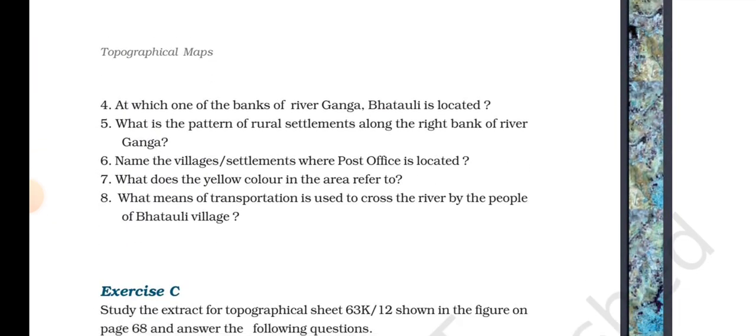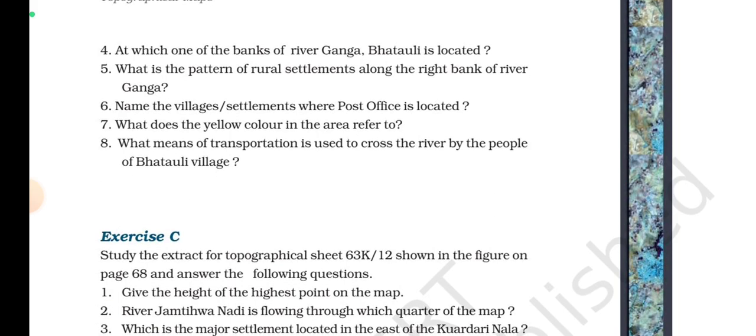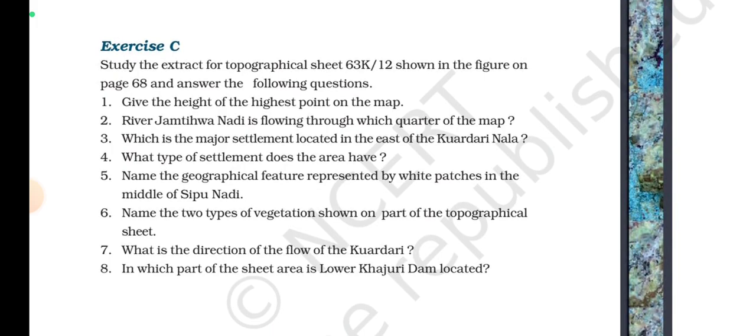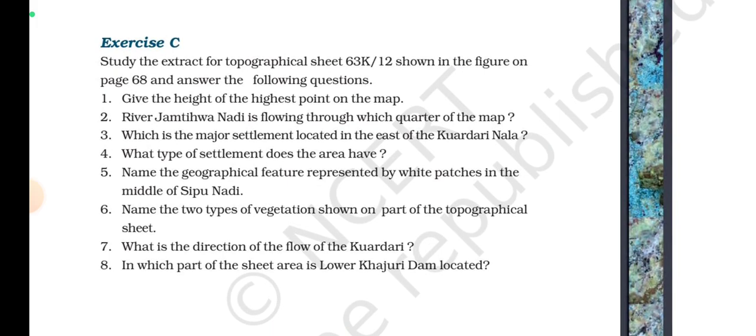At which one of the banks of the river Ganga is Batauli located? What is the pattern of rural settlement along the right bank of river Ganga? Name the villages or settlements or post office located. What does the yellow color in the area refer to? What means of transportation is used to cross the river by the people of Batauli village? So these types of questions are usually asked from the topographical map section.